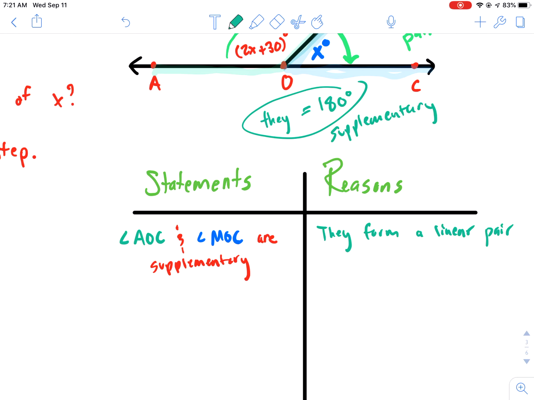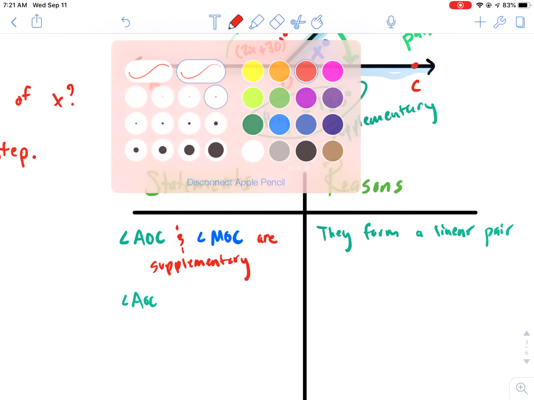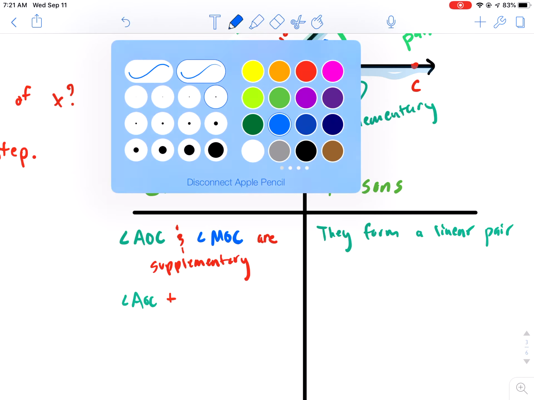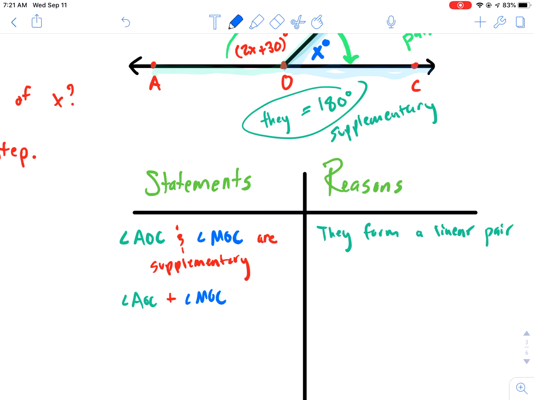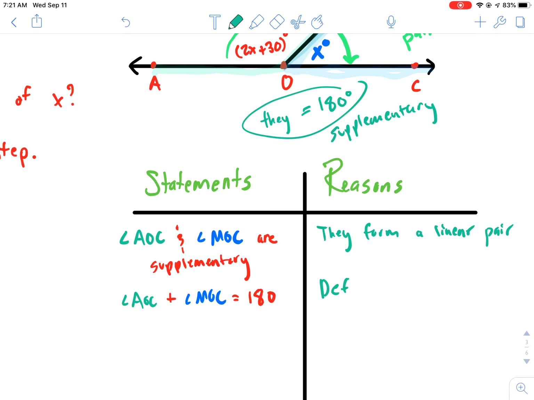Now let's build off of this. Angle AOC plus angle MOC equals 180. That's the logical next step. If we add the two angles together, it's going to equal 180. Why is that? Well, that's the definition of supplementary angles.